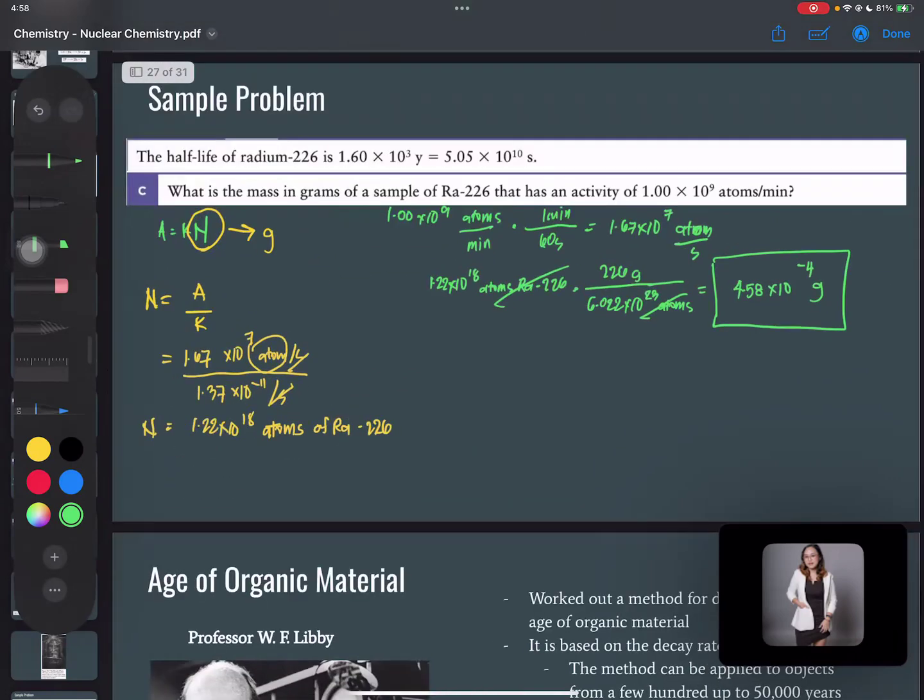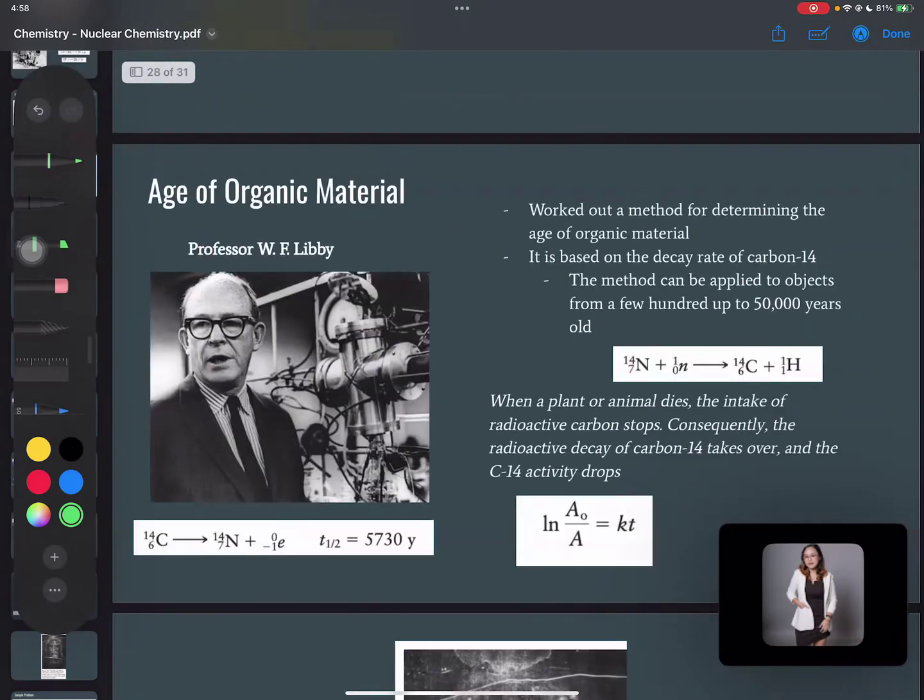That is your answer. Now, the curie was supposed to be the activity of a 1 gram sample, and it was discovered by Marie Curie.